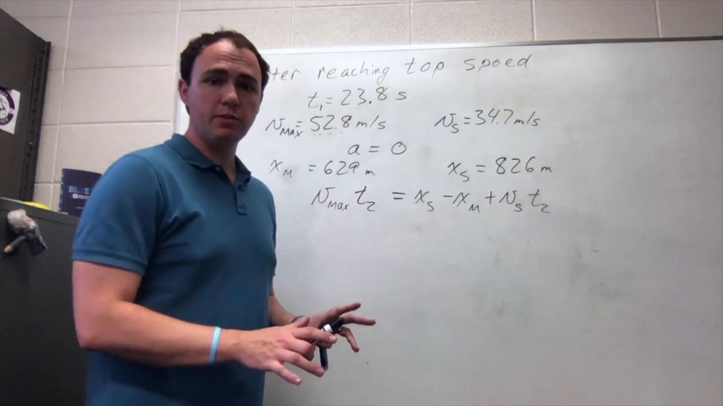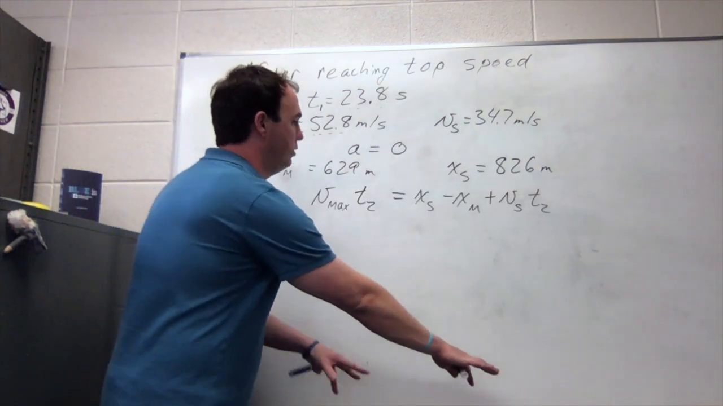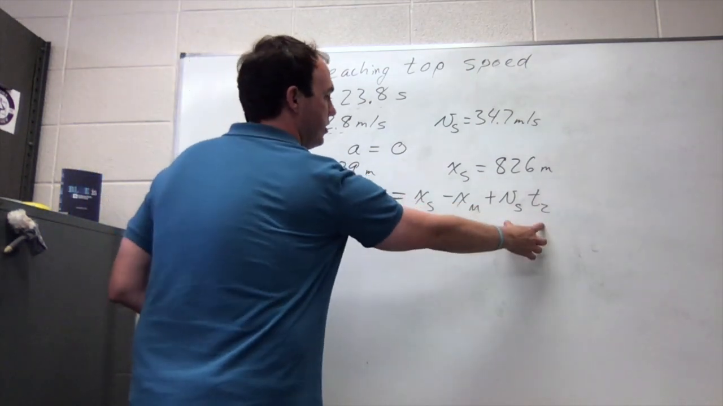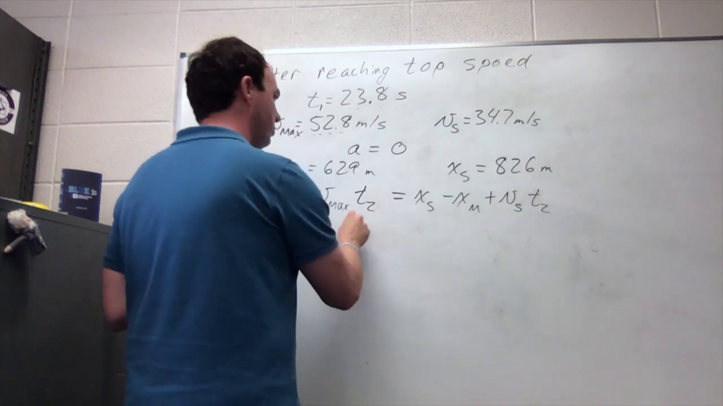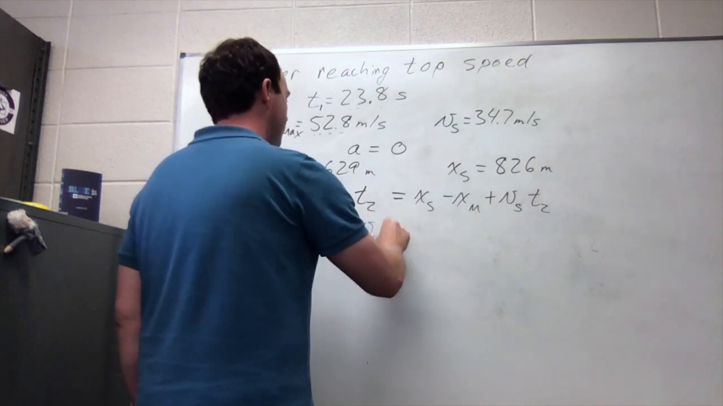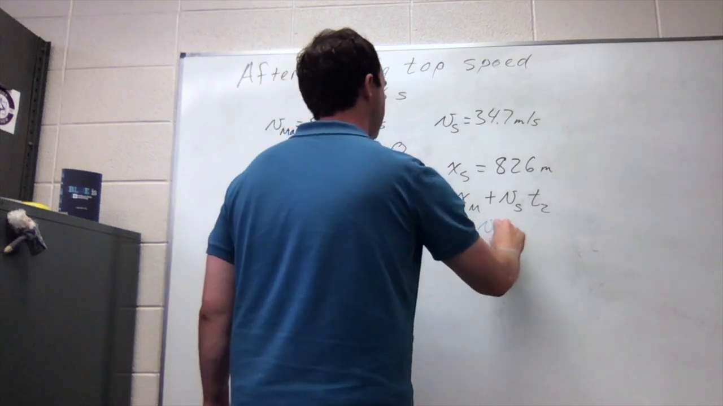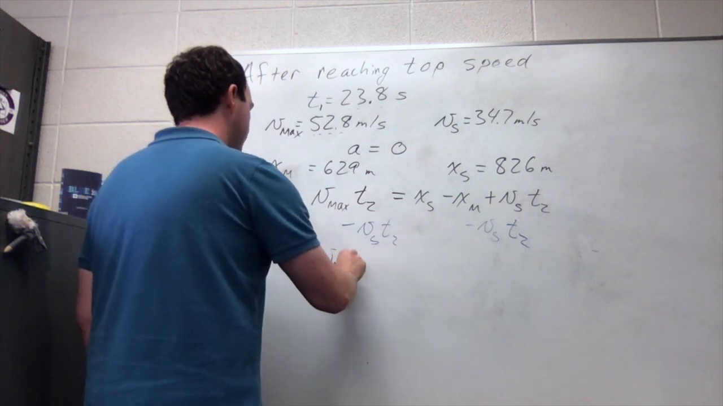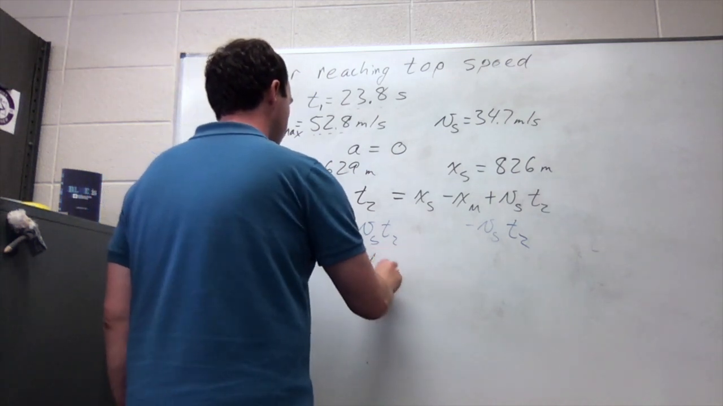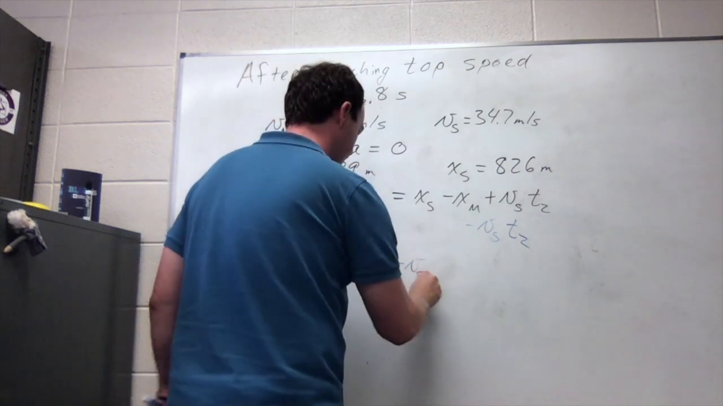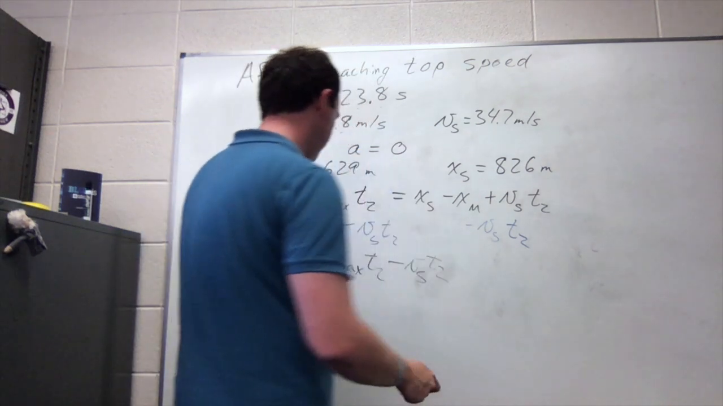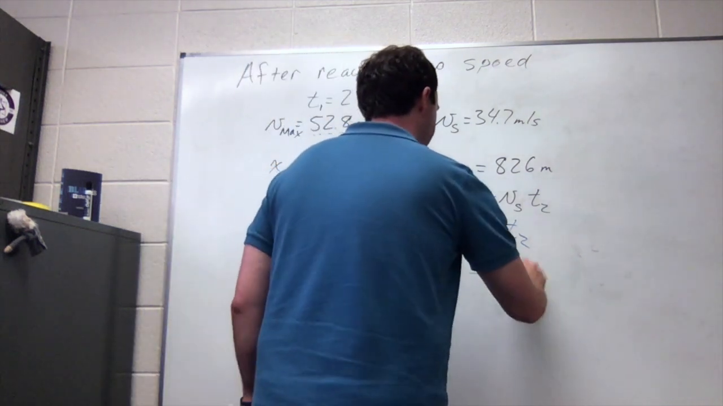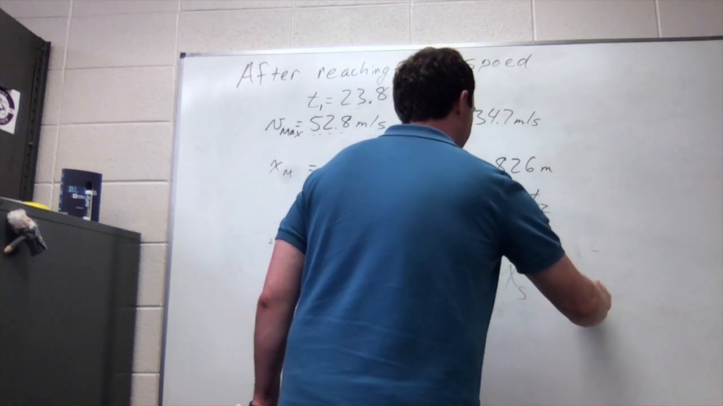Showing all the algebraic steps so I don't lose anybody. I ran out of room, so I just recopied that last step here. And so now I want to get this term onto the left-hand side, so I'm going to subtract Vs T2 from both sides. That gives me V max T2 minus Vs T2 is equal to XS minus XM.